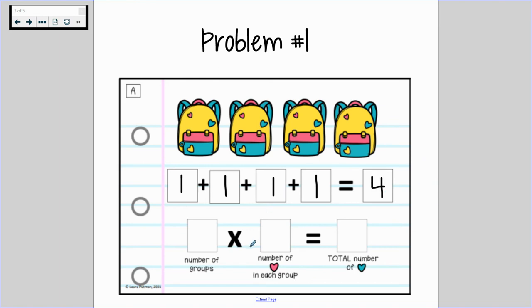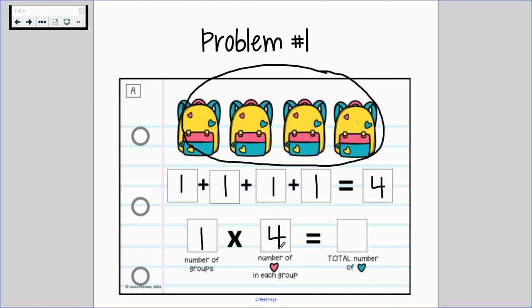I would then come down to the bottom and try to practice turning that repeated addition problem into a multiplication problem. I know I have one whole group here. This whole group of backpacks is one whole group, and there are 4 backpacks inside of the group. So 1 times 4 equals 4 because there are 4 total backpacks. Okay, the first one started out pretty simple. We'll keep moving in, and there will be more items as we go.